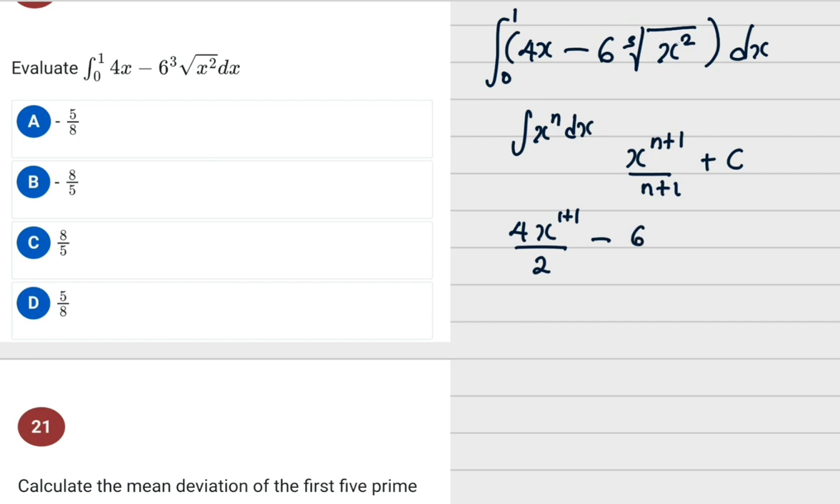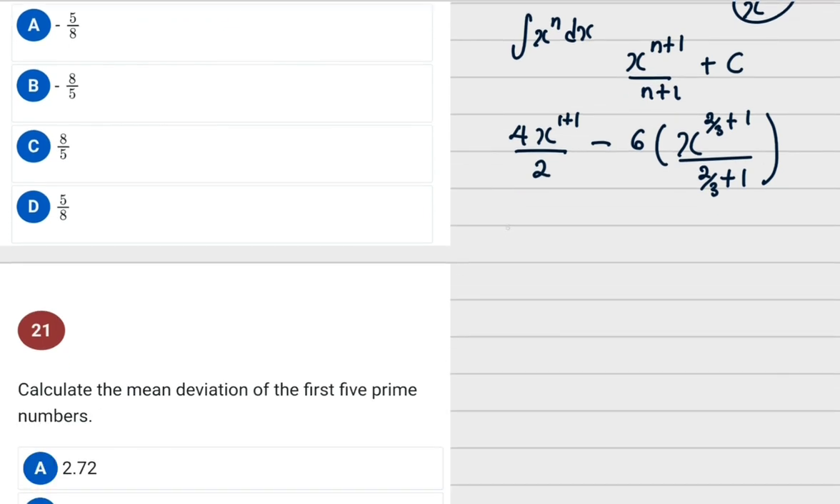Recall that this particular expression, the cube root of x squared, is actually x raised to the power 2 over 3. So let's take note of this, all right? Because that is what I'm going to be using now. If I'm to integrate it, this is going to be x raised to the power 2/3 plus 1, all over 2/3 plus 1. All right. Now, this is a definite integral. So, in a definite integral, the constant of integration is going to cancel out. So, I will not just use it because it's going to cancel out.